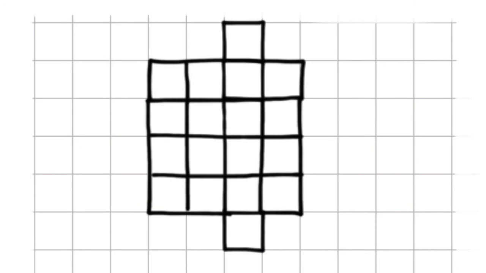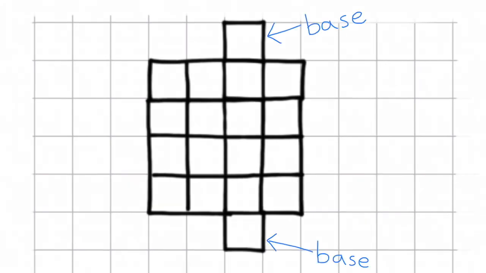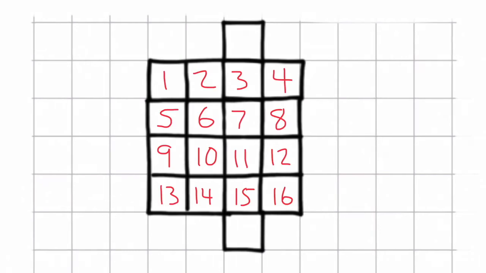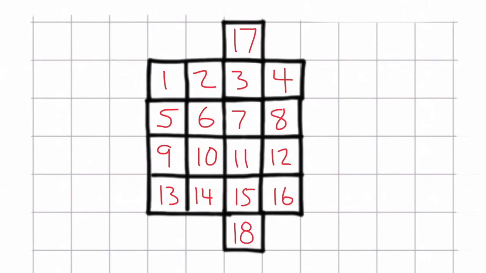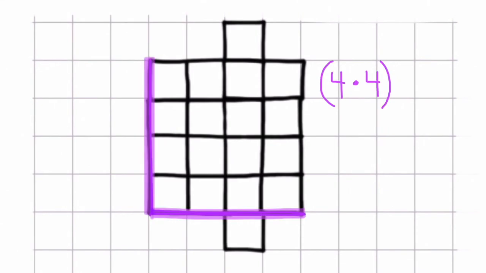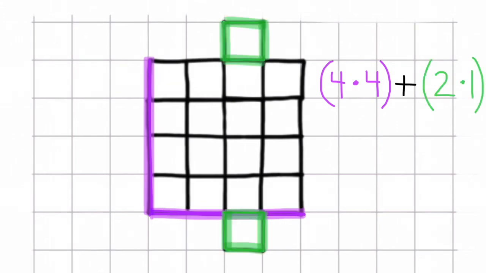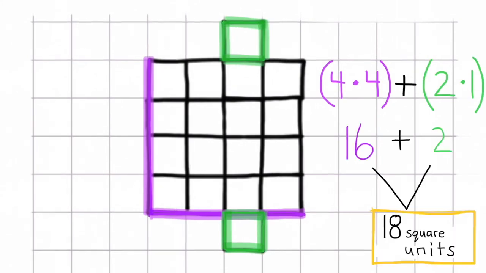Here's another way to look at it. You have your net with the top base and the bottom base, and you have all your sides. The total of the sides equals 16 square units, plus the top base and the bottom base for a total of 18 square units. And here's even another way to look at it. You have your height of 4, and then you have your 4 sides, so 4 times 4, and you have your 2 bases at 2 times 1. 4 times 4 is 16, 2 times 1 is 2, 16 plus 2 is 18. The total surface area is 18 square units.